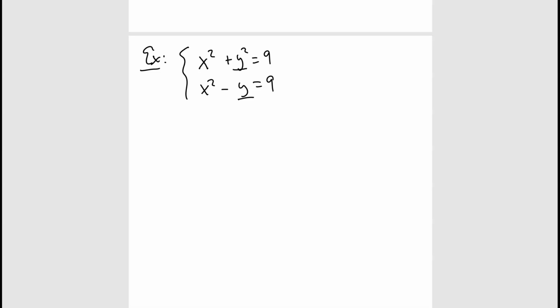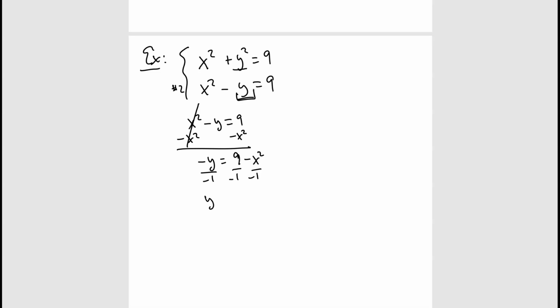Now, what I would suggest is don't solve for the x, because then you're going to have a plus or a minus. What I would suggest is solve the thing that doesn't have a squared, which is the y. So I'm going to use this equation number 2. x squared minus y equals 9. I'm going to solve for the y. So minus the x squared first. So negative y equals 9 minus x squared. Divide by the negative 1. So you get y equals negative 9 plus x squared.